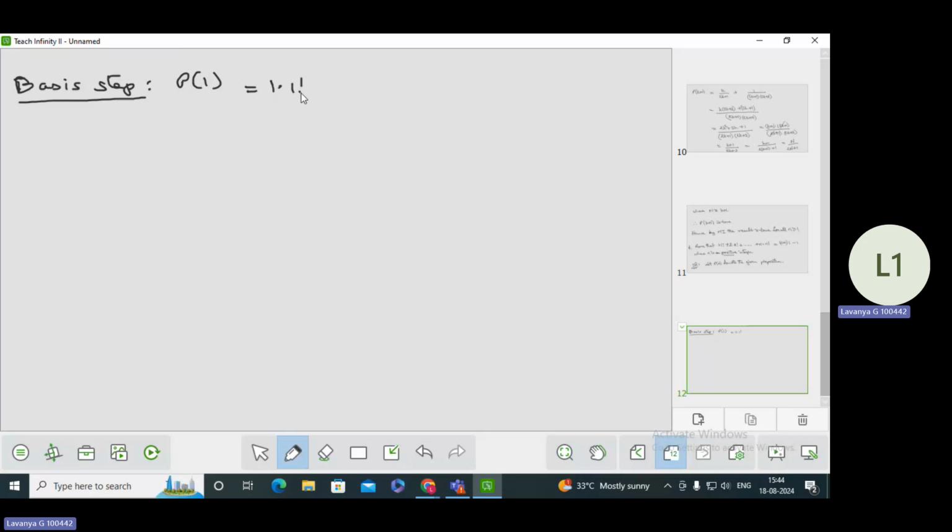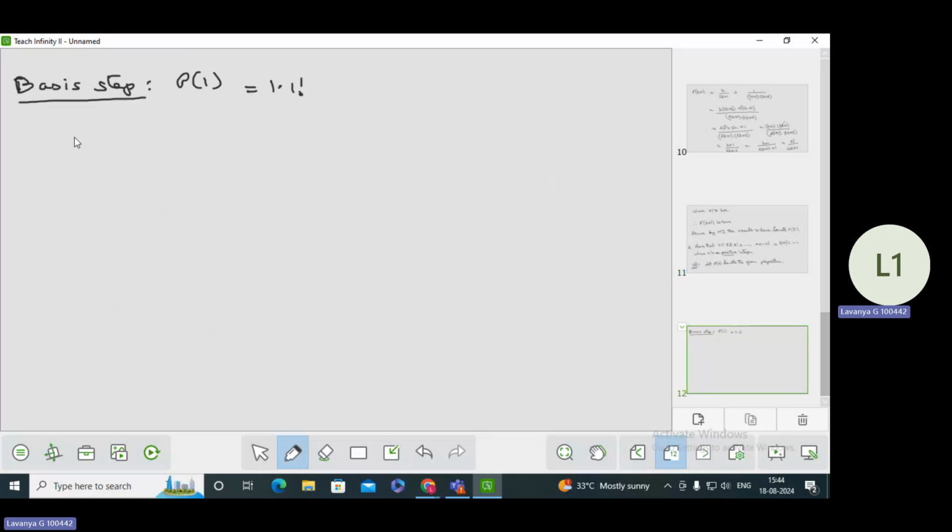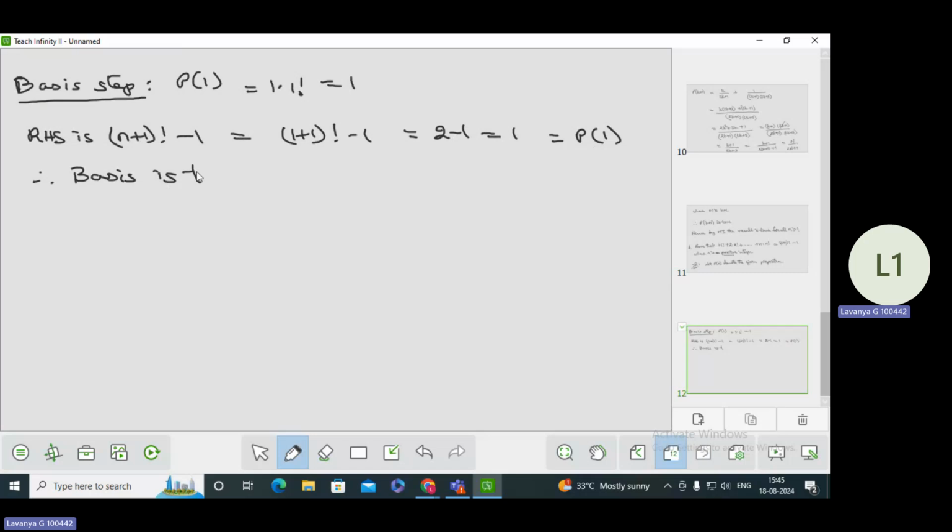So that is 1 into 1 factorial. And this is the same value, 1 into 1 factorial, for your LHS and your RHS. Your right hand side is (n + 1) factorial minus 1. So in this case, it is (1 + 1) factorial minus 1, or 2 minus 1, equal to 1. Therefore, this is nothing but our P of 1 value, and hence I declare basis is true. Okay. Once we show the basis, we have to move on to our inductive step.